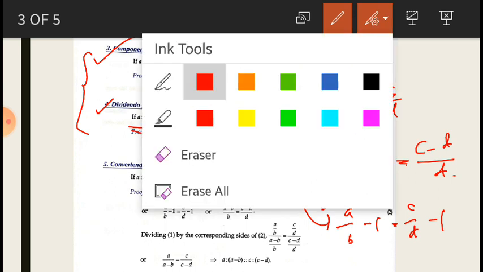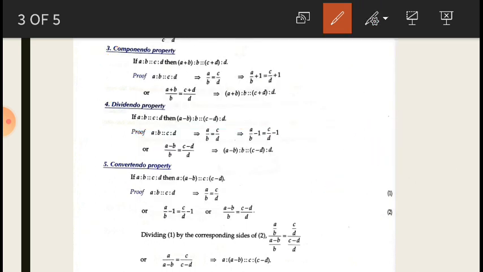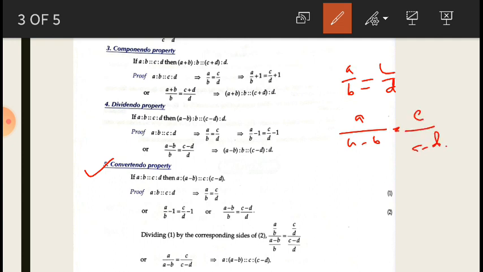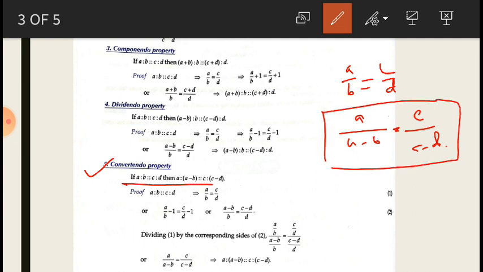Another property is the convertendo property. The convertendo property says that if a divided by b equals c divided by d, then a divided by a minus b equals c divided by c minus d. For this, you have to prove it. Yeah, you can see that.